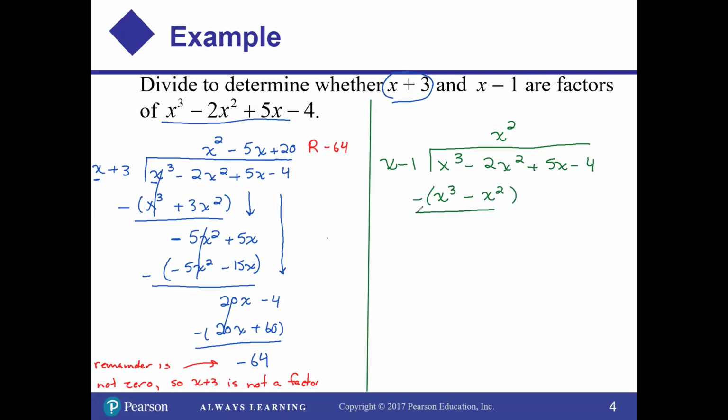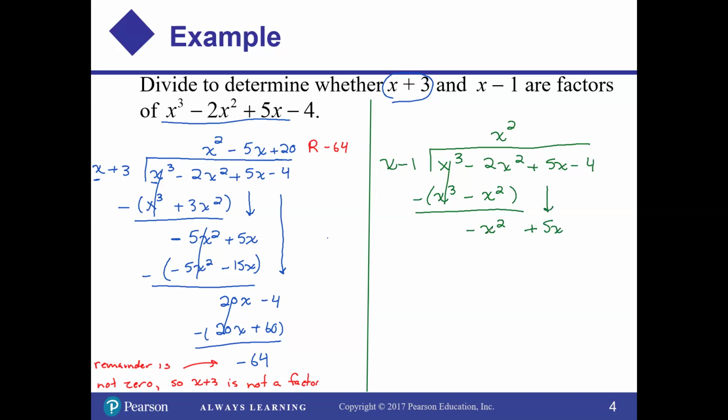So a reminder, we're subtracting all this. So that cancels. 2x squared minus negative x squared, so 2x squared plus x squared, is going to leave you with 3x squared. Then we bring down the next term.